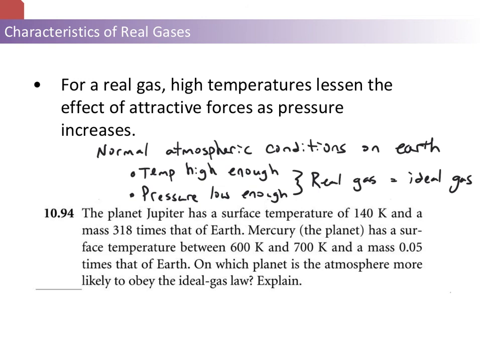And so Jupiter has a low temperature and a high pressure, whereas Mercury has a high temperature and a low pressure. And as we talked about, anything that has a high temperature and a low pressure is going to behave more like the ideal gas. So in this case, Mercury is the one that's going to have gases behave more like the ideal gas. Be able to explain using pressure and temperature. Not just saying Mercury, but be able to explain why.